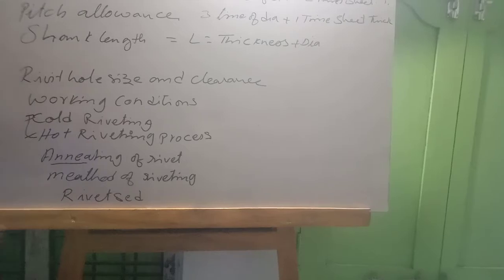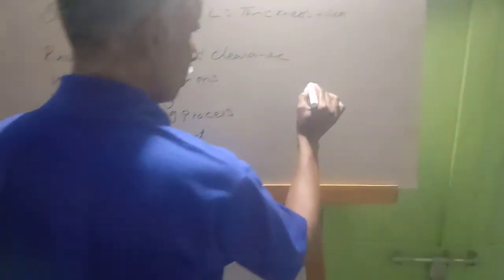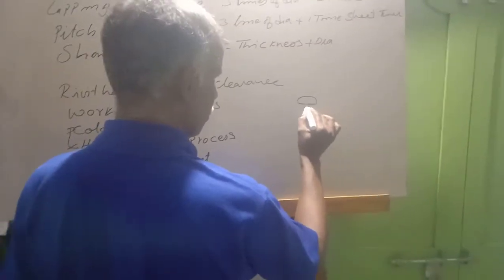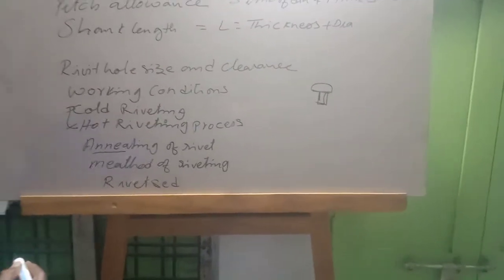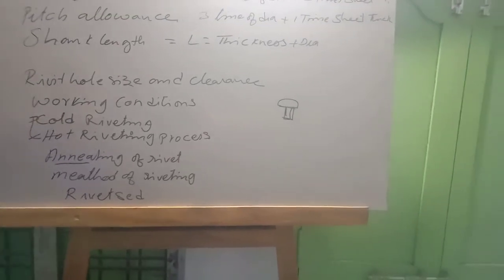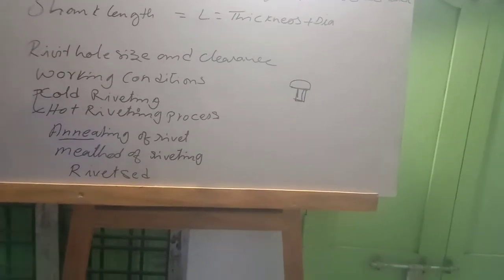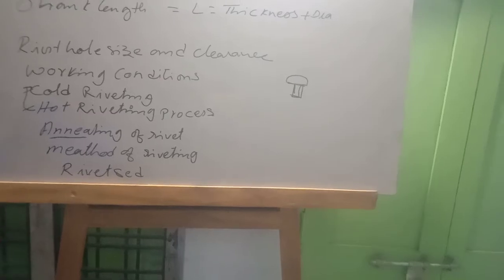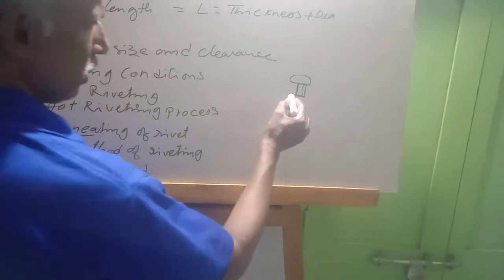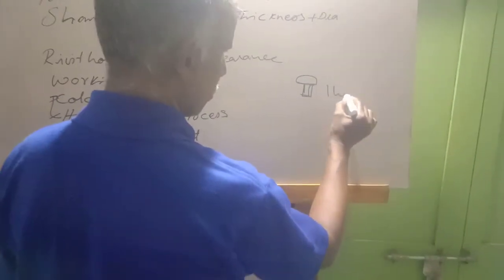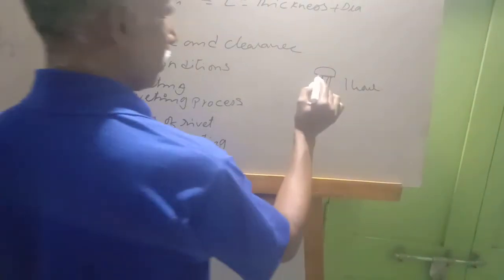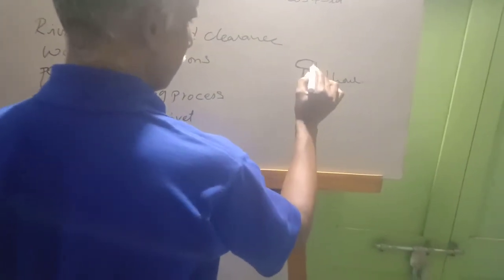All the rivets should be heated in the furnace up to the upper critical temperature. Okay, upper critical temperature, and heat for a while, 1 hour, and leave the rivet itself in the furnace.